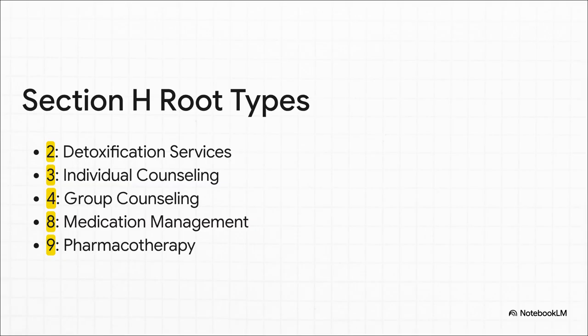It allows us to perfectly distinguish between physical detoxification, which is root type 2, and psychological treatments. Individual counseling is 3, group counseling is 4, and medication management, like keeping a patient stabilized on methadone, is root type 8. Nailing the correct root type is what ensures the MS-DRG accurately flags the case as detox only, rehab only, or a combined stay.